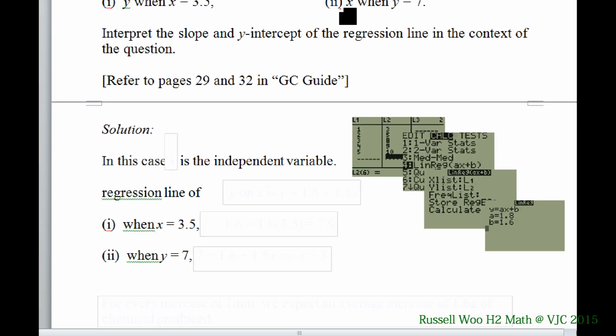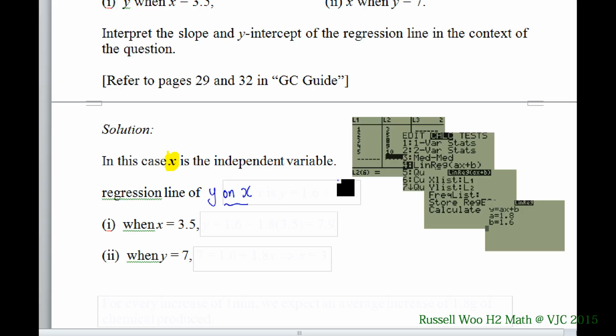Okay. In this case, x is the independent variable. So we will definitely use the regression line of y on x. You all know y on x. How do we do it? You can use your GC, you follow these keystrokes here, enter into L1, L2.